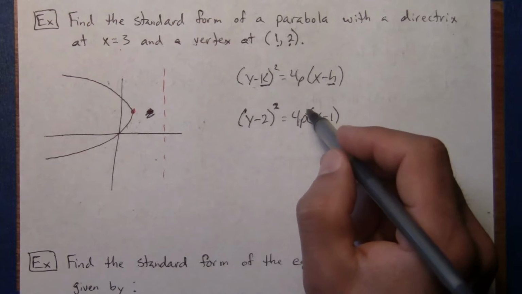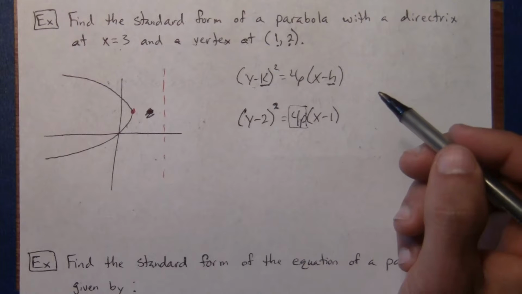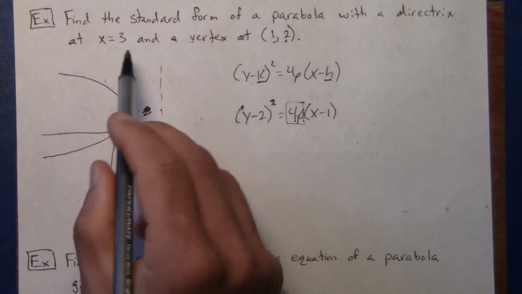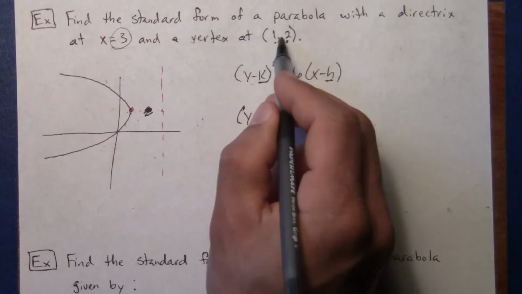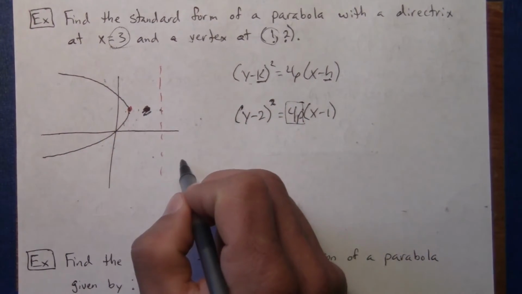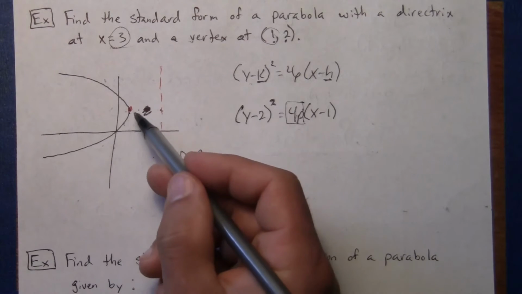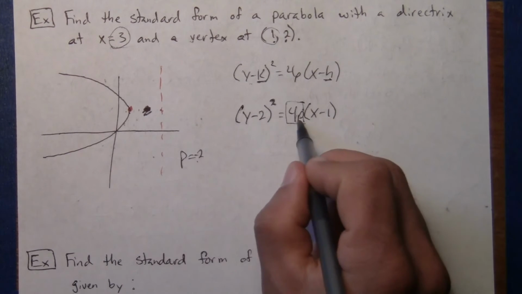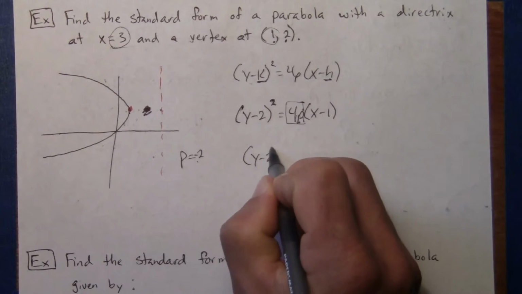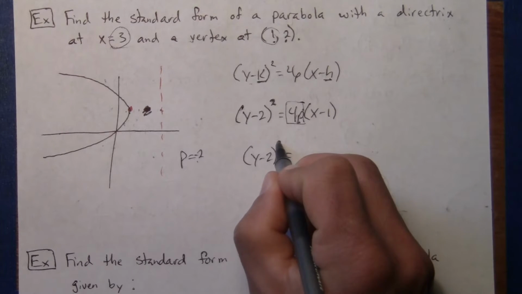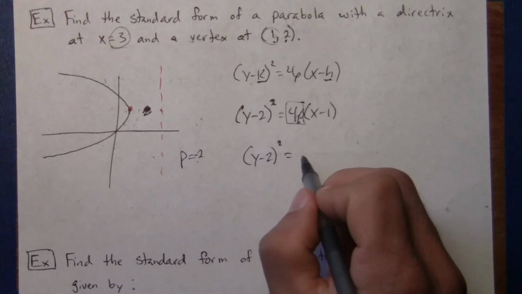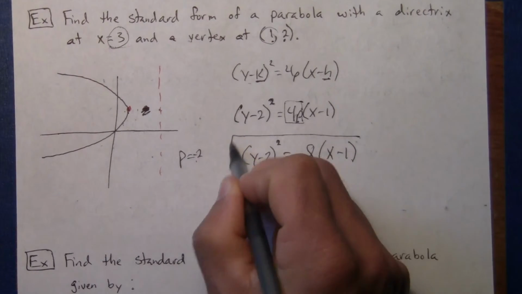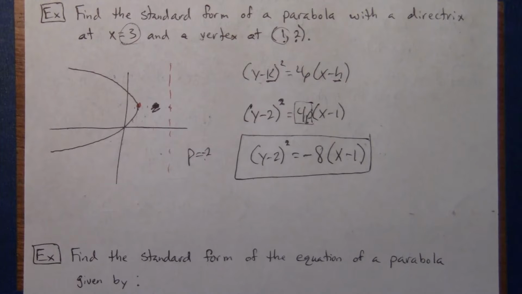Now I'm not going to solve for p, I'm going to solve for 4p, so I can think of 4p as a variable itself. The distance between my vertex and the directrix, if you look at these two, the distance is 2. So I know that p is either 2 or negative 2. Now you see that this is opening to the left, so p is actually negative 2. So if you plug negative 2 in there, you are going to end up with negative 8. So my final equation is going to be y minus 2 quantity squared equals negative 8 times x minus 1. And there's my parabola in standard form.